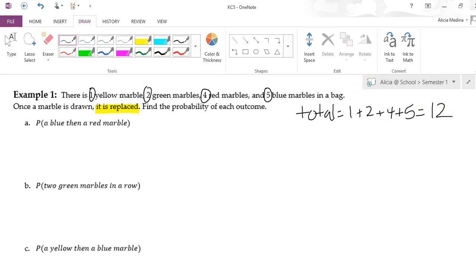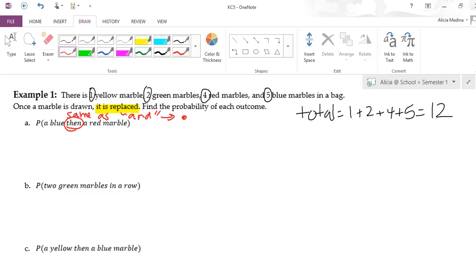Alright, so if we're putting something back, let's try to find the probability of this. So P, probability of picking a blue, then a red marble. Another thing I would like you to remember is that the word then is the same as the word and. Okay, so it's just going to mean you multiply.